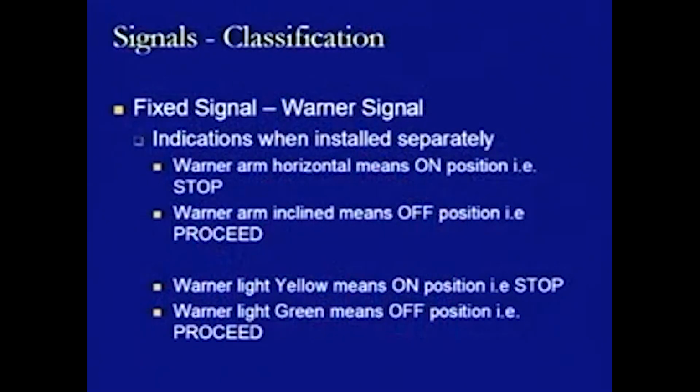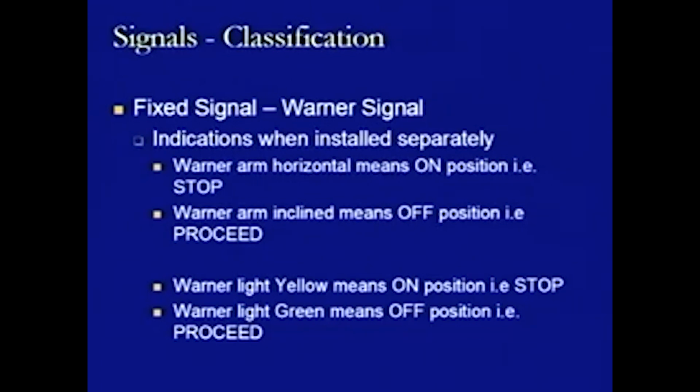Now, how the indications work is another important aspect which needs to be understood, and this is to be seen in terms of whether the Warner signal is provided on an individual signal post or in combination with the semaphore signal. Here, first of all, we are discussing a condition where the Warner signal is installed separately on a post, and therefore in this condition we have two conditions.